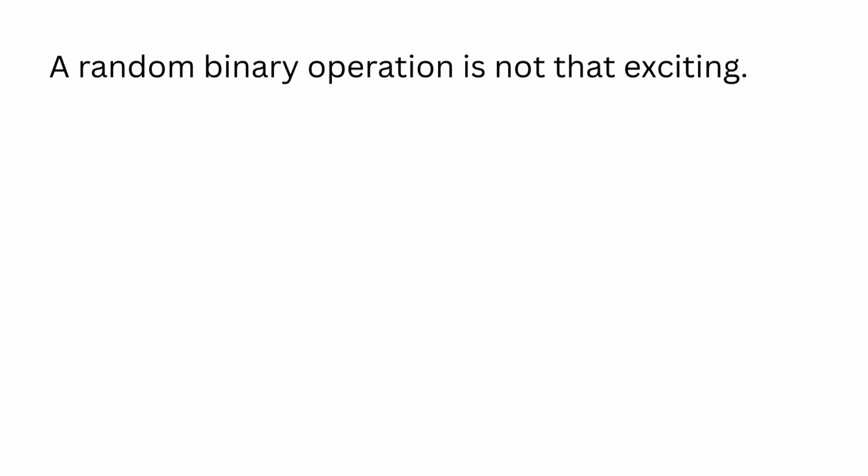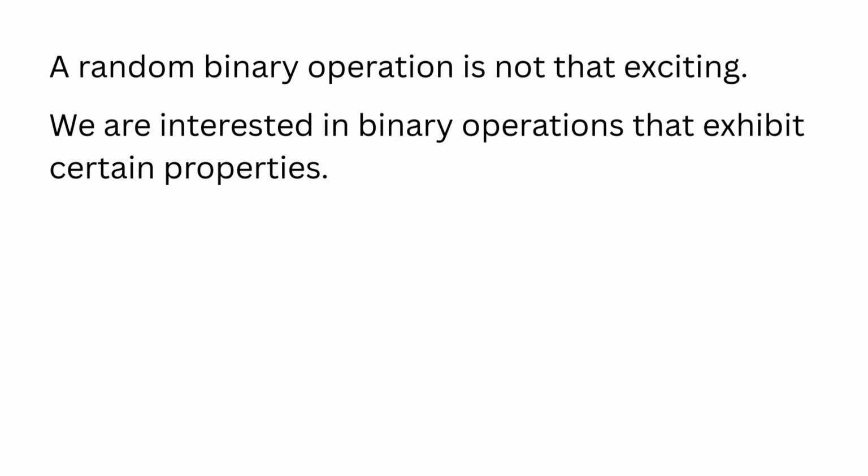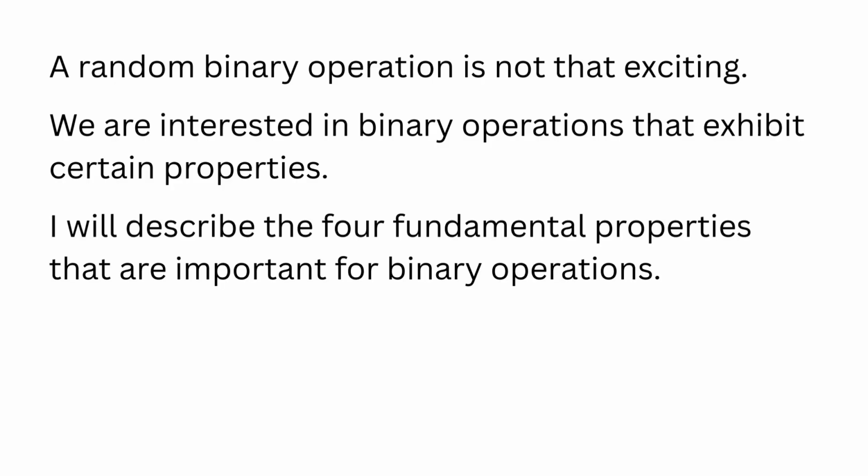A random binary operation is not that exciting for mathematics. Hence, we are interested in binary operations that exhibit certain properties. The following list provides the 4 properties that we are going to need. They are known to you from standard arithmetic, except that the properties now refer to any abstract binary operation. For the description of the properties, I will indicate the binary operation by a star and the set by S.